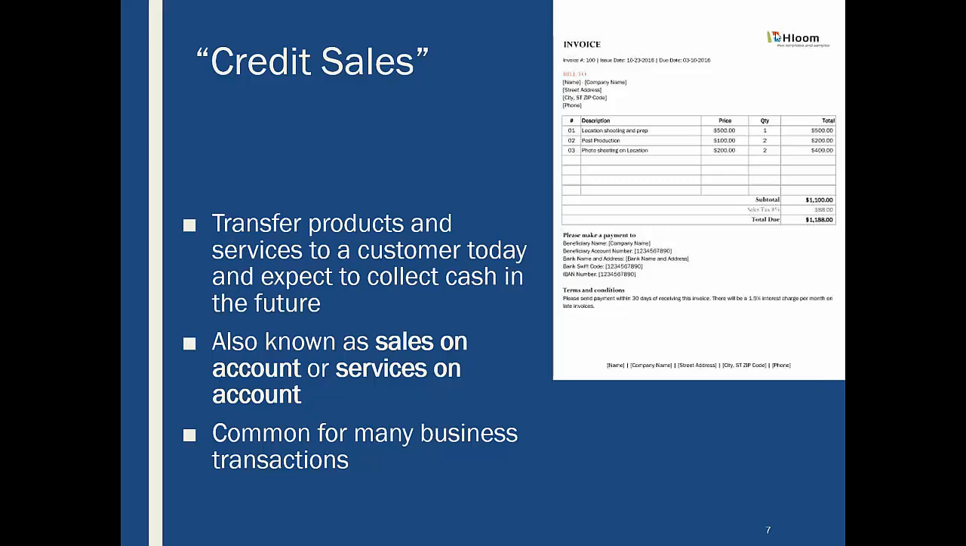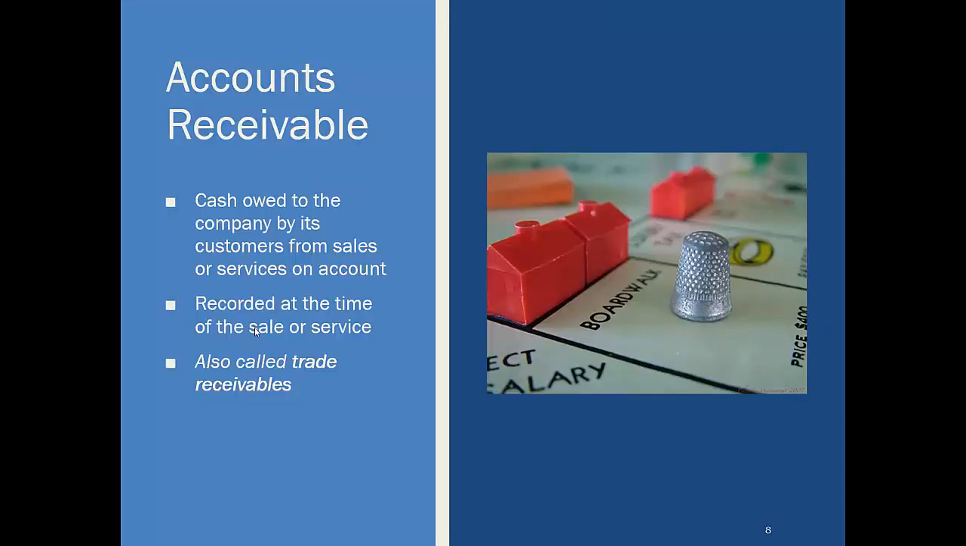And if you'll notice off to the right, I just put a picture of what an invoice might look like. I don't know, maybe you've gotten an invoice before where you actually have to pay it. That's the idea, is that you have been extended some credit. This is a credit sale for the customer. And so we put that into what we call accounts receivable. So this is cash that is owed to the company by its customers as a result of a sale or a service that happened, quote unquote, on account. So it's recorded at the time that the sale or the service has been performed, and as I mentioned before, this could also be called a trade receivable.